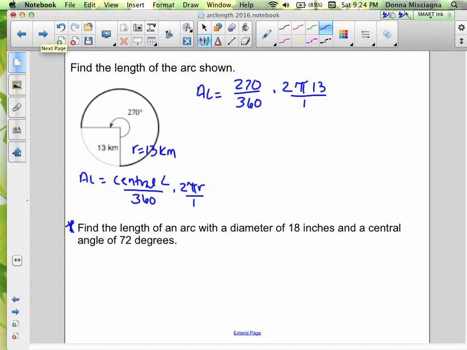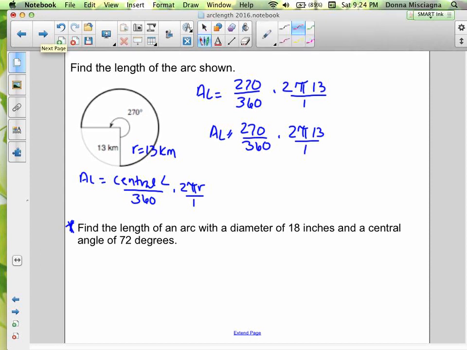Like a town circle, like a park. All right, so I'm going to write that again. Arc length is 270 divided by 360 times 2 times pi times 13 over 1. And right away, I think you notice that you could reduce those zeros. And you might realize, hey, 27 and 36 are both divisible by 9. 27 divided by 9 is 3. 36 divided by 9 is 4.